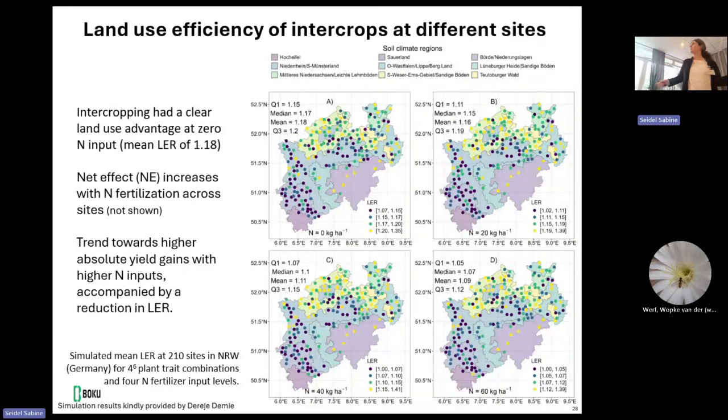And then we see this decline with increasing fertilization, which is also, of course, what we would expect, right? What we also found, this is not shown here, but the figure would look quite similar, is that the net effect increases with N fertilization. So the more N you fertilize, especially the higher the wheat yield gets, and the higher the absolute yield is. But I will show a bit more on that later. So we found in general a trend towards higher absolute grain yields with higher N inputs, but accompanied by a reduction of the LER.